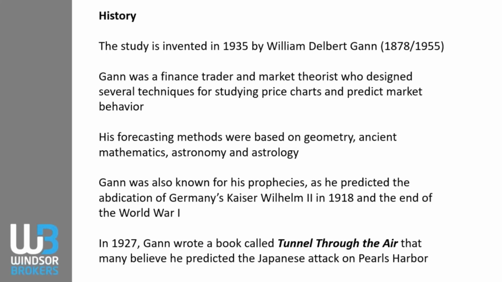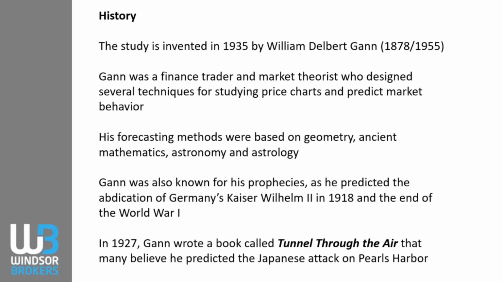So he became very popular among Wall Street traders as he was mainly focusing on commodities and stocks. He based his forecasting methods on geometry, on ancient mathematics, astronomy, and astrology. And he was also known for his prophecies before starting things with the markets. He predicted the abdication of German Kaiser Wilhelm II in 1918, which led to the end of the World War.